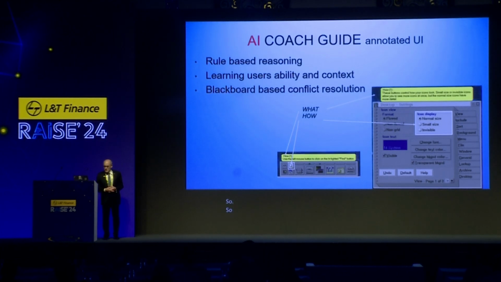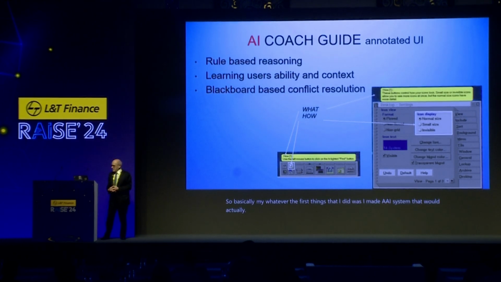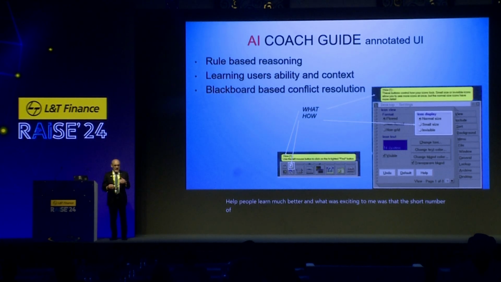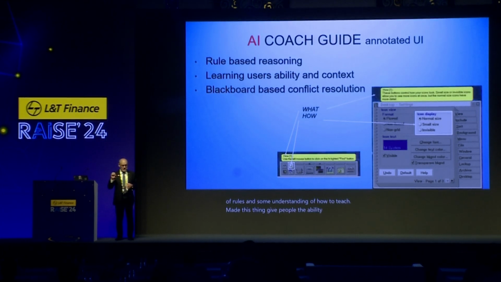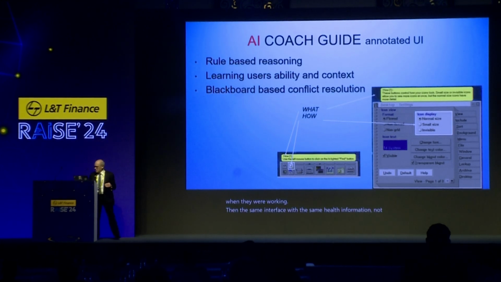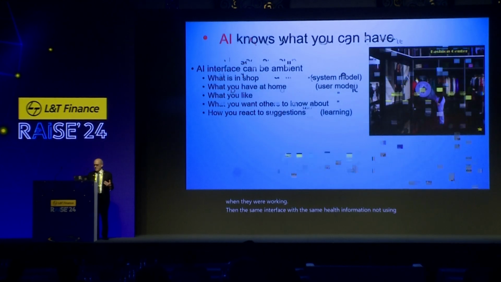So basically, one of the first things that I did is I made an AI system that would actually help people learn much better. And what was exciting to me was that a short number of rules and some understanding of how to teach made this thing give people the ability to get 5 times more exercises completed when they were trying to learn a language, than the same interface with the same help information, not using AI to present it.